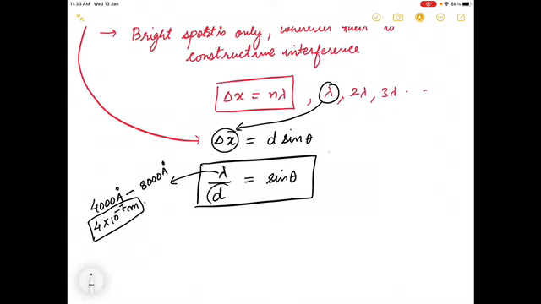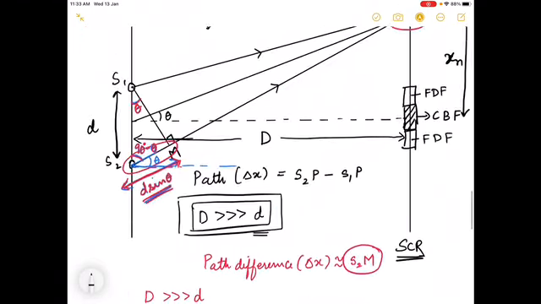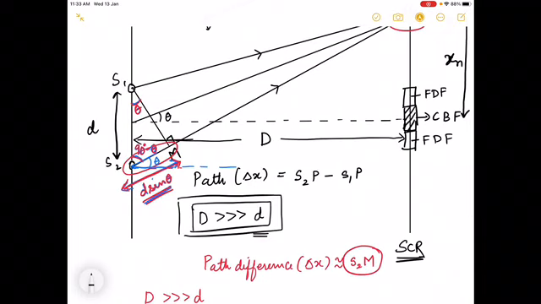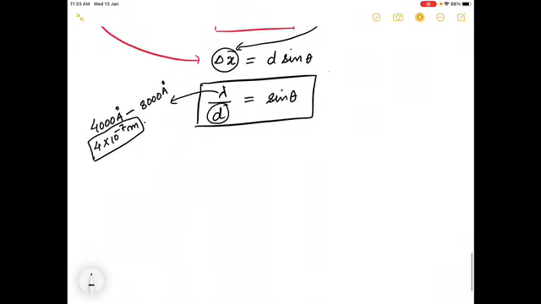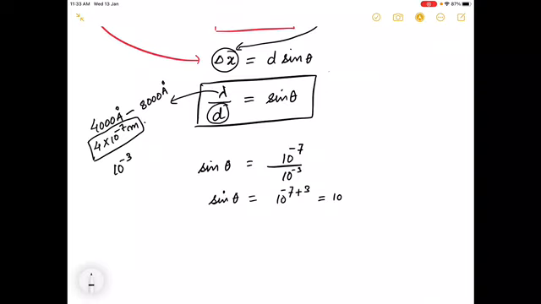Okay, what is this d? D is basically the distance between the slits, right? And this is actually in millimeters. What does millimeter mean? Millimeter means 10 to the power minus 3. So basically I can write sin theta is equal to, on top you have 10 to the power minus 7, at the bottom you have 10 to the power minus 3, right? So basically you can write sin theta equals 10 to the power minus 7 plus 3, and I can simply say 10 to the power minus 4, right.